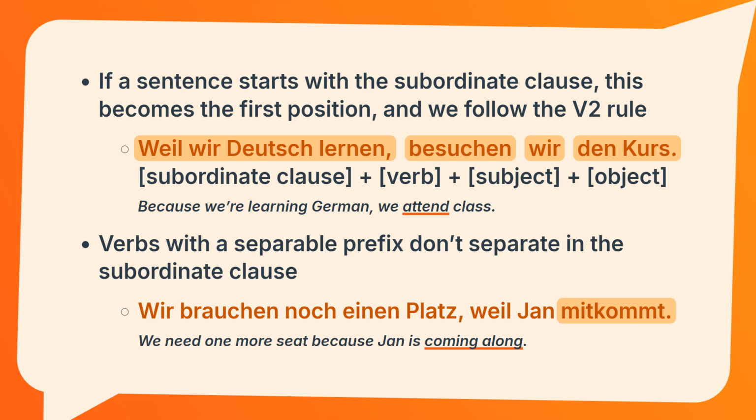We saw earlier that verbs with a separable prefix like mitkommen can separate, where the prefix moves to the end of the sentence. However, if this verb is in the subordinate clause, it doesn't separate. For example, Wir brauchen noch einen Platz, weil Jan mitkommt. We need one more seat because Jan is coming along.